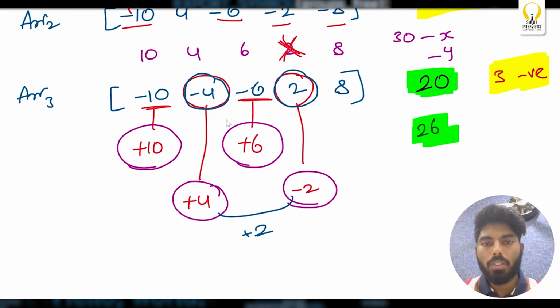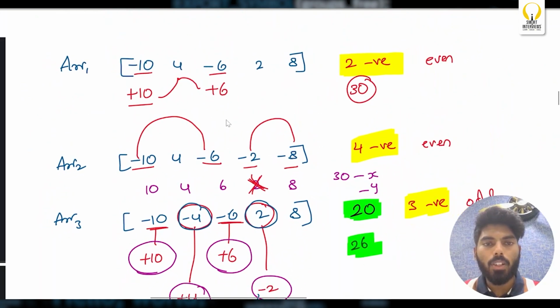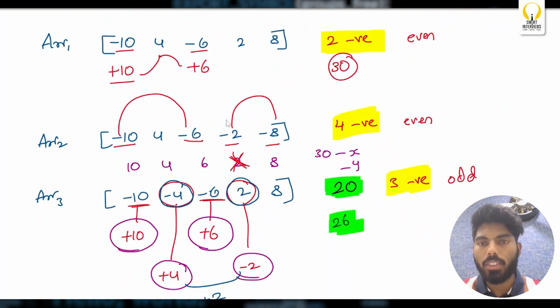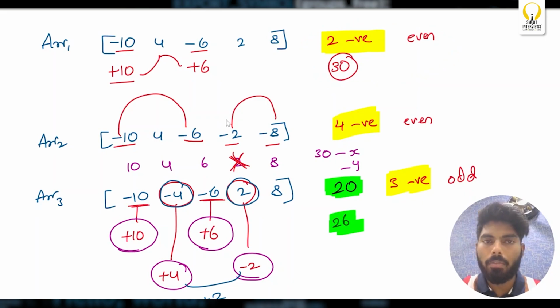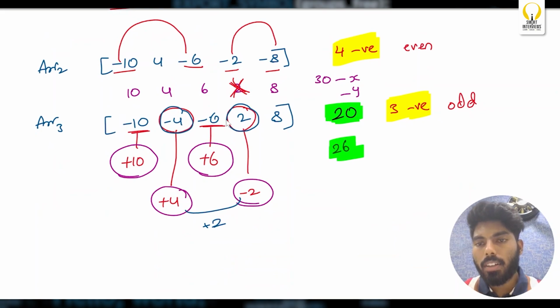Okay, so the overall logic is, if there are an even number of negatives, then it's fine. We can simply make all the numbers positive and return the sum. But if there is an odd number of negatives, then I will simply make the minimum value negative and the remaining all positive. Done. Now let us try to write the code for this.